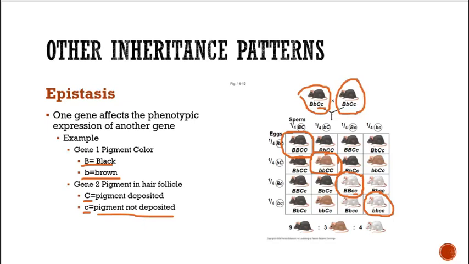This rat here is making brown pigment because it's homozygous recessive for pigment color, and it's also homozygous recessive for if the pigment's in the hair follicle, so it's not going to deposit any of that brown pigment in the hair follicle. So this is epistasis, where we have one gene, this gene 2, the pigment in the hair follicle, is affecting the expression of the other gene. So you don't see the expression of the other gene because of the gene 2 that's there.